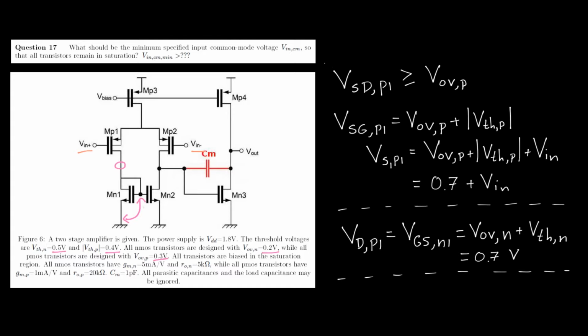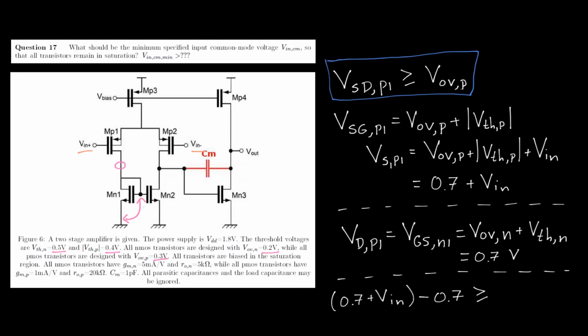The final step is now to fill in the values of Vs and Vd into the constraint above and solve for V in. And the overdrive voltage of P was also given, that is 0.3. So the final solution here should be that the input voltage should be larger than or equal to 0.3 volts, and that is the correct answer.